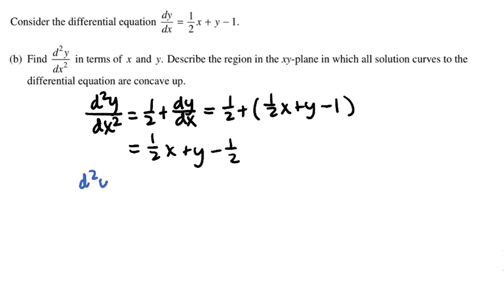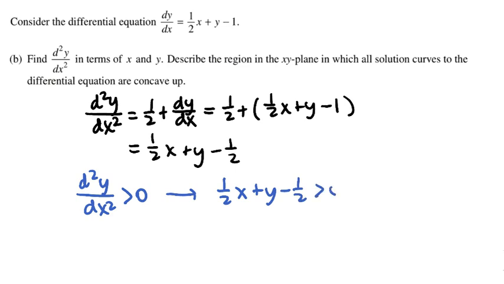So I'm going to start with the second derivative of y with respect to x both times is greater than 0. And then I'm going to substitute on the second derivative. So that means that 1/2 x plus y minus 1/2 is greater than 0. And then maybe I'll just solve for y. And that's actually the solution.